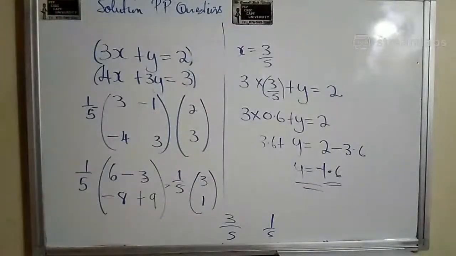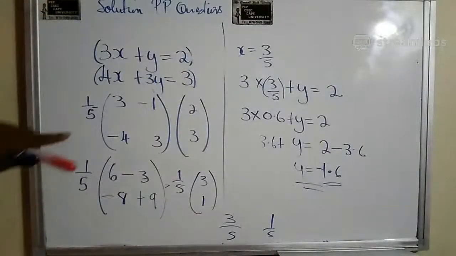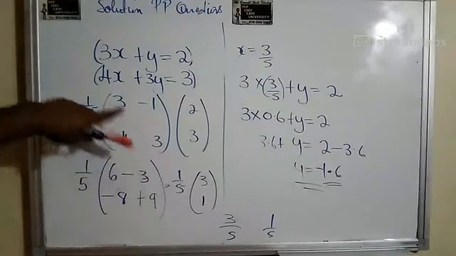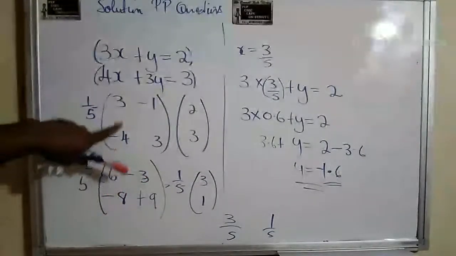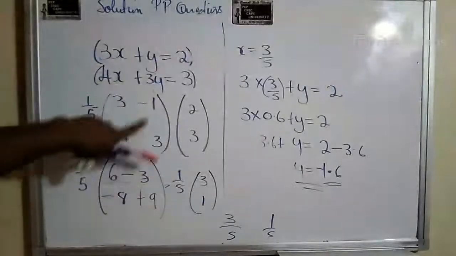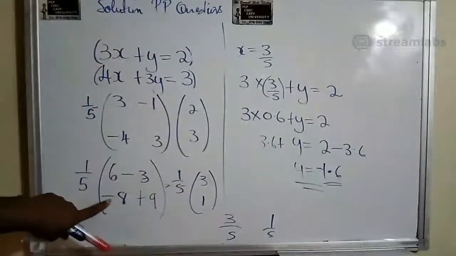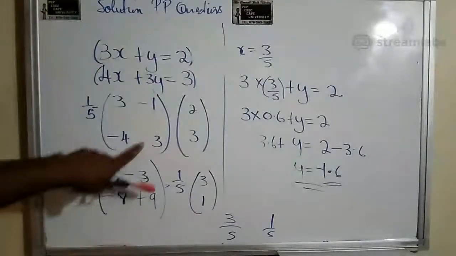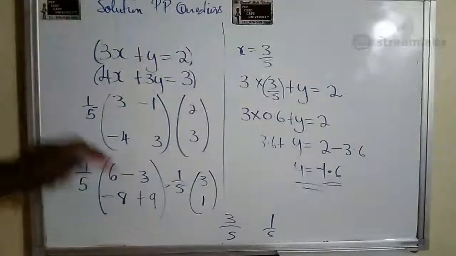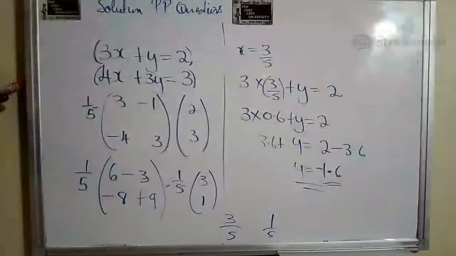Let me just check back. Alright, so change that to negative and that to negative. 3 times 2 is 6, negative 1 times that, negative 3, negative 4 times that, that's negative 8, 3 times 3, 9, so that's correct. So it's actually 3/5 and 1/5. So what did we get earlier?